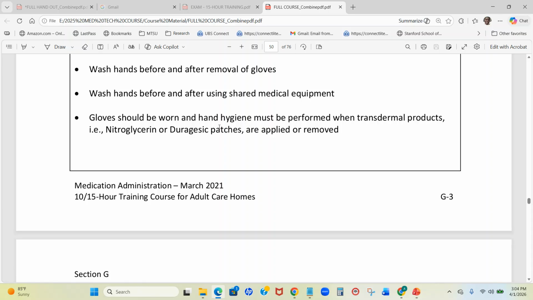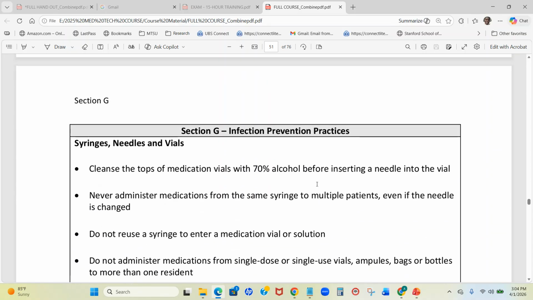Gloves should be worn and hand hygiene must be performed when transdermal patch products are being administered. So when nitroglycerin or Duragesic patches are applied or removed, you have to put on gloves. The nicotine patches that you put on your resident who has smoking issues and must have a nicotine patch, be sure that you are putting on your gloves to do all that.